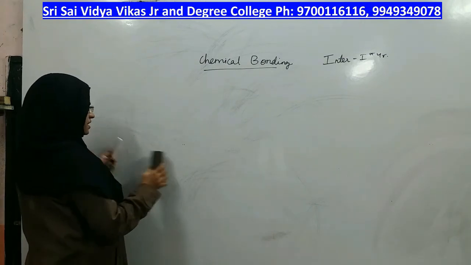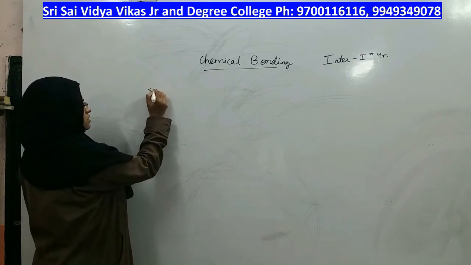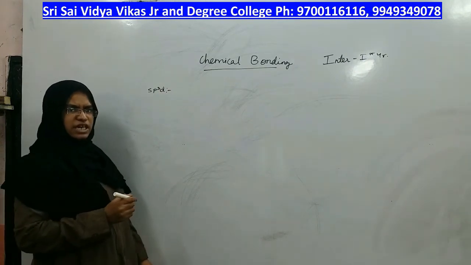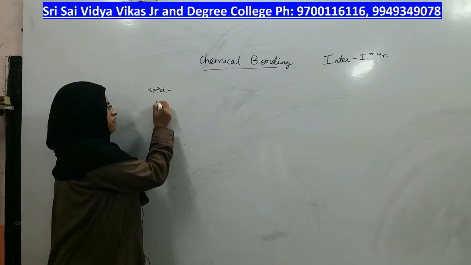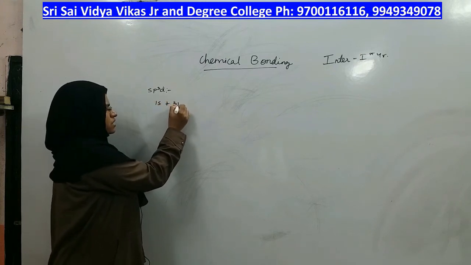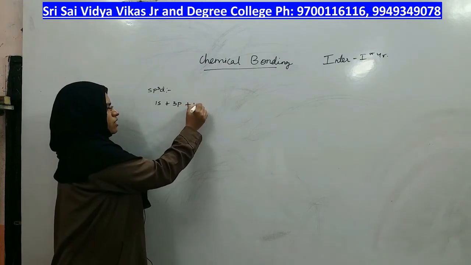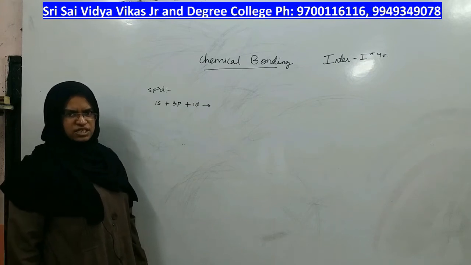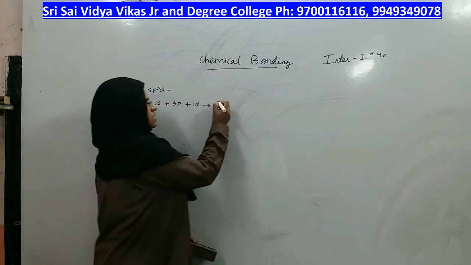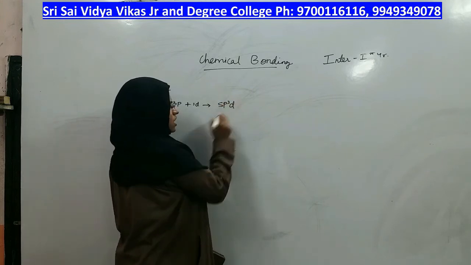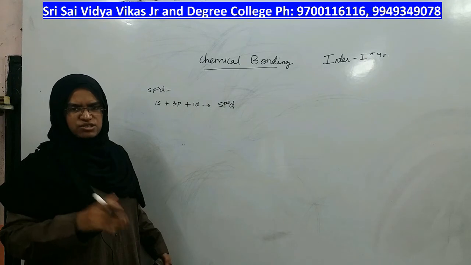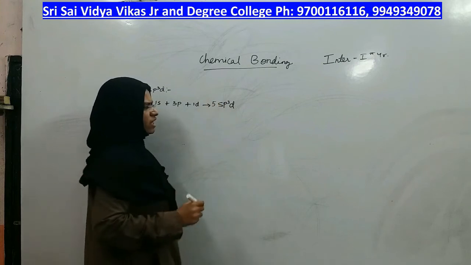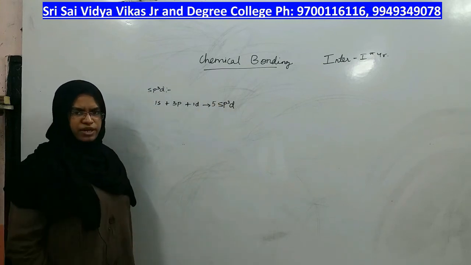Coming to sp3d hybridization. In this type of hybridization, the atomic orbitals that intermix are 1 s orbital, 3 p orbitals and 1 d orbital. These 5 atomic orbitals intermix with each other to give hybrid orbitals, and as 5 atomic orbitals are intermixing, you will get 5 hybrid orbitals in this type of hybridization, right?